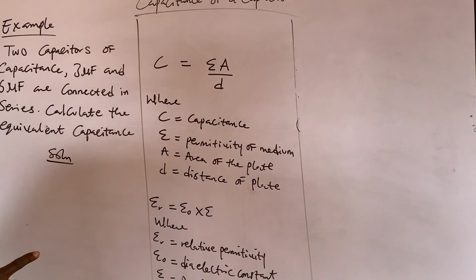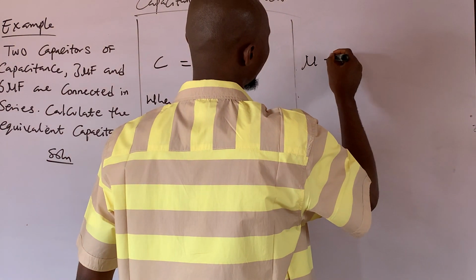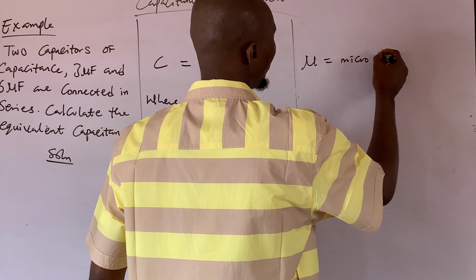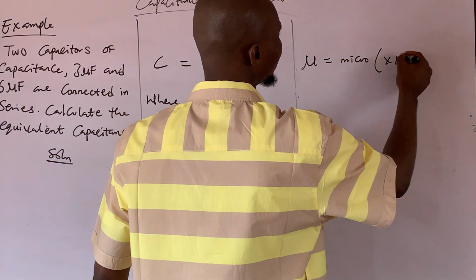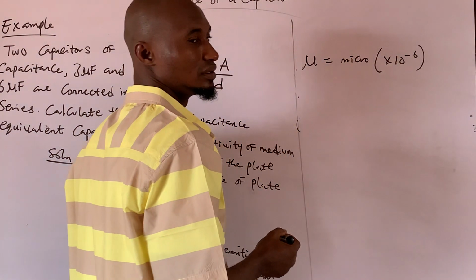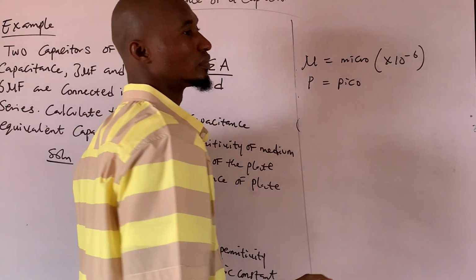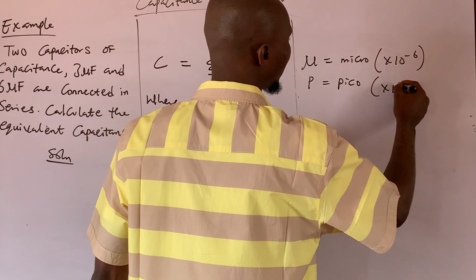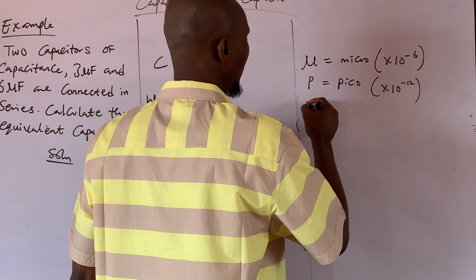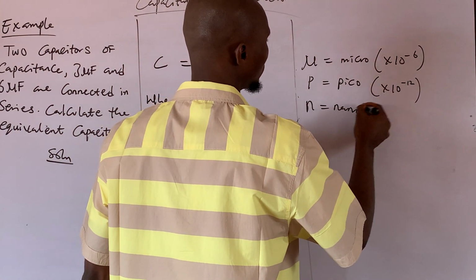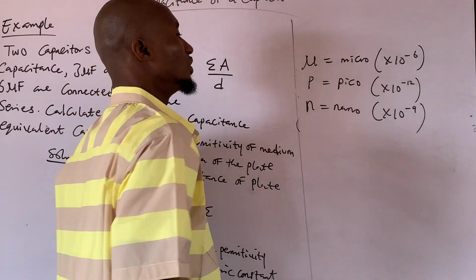Before I go into this calculation, I want you to know that this symbol stands for micro. And micro means times 10 raised to the power minus 6. We have P, which is pico, which is times 10 raised to the power minus 12. We have N, which is nano, times 10 raised to the power minus 9. We usually use this.